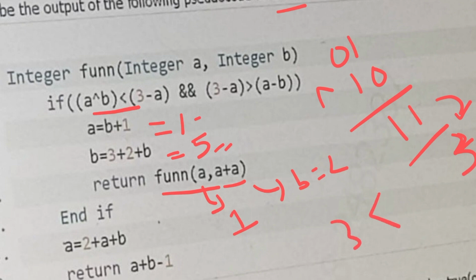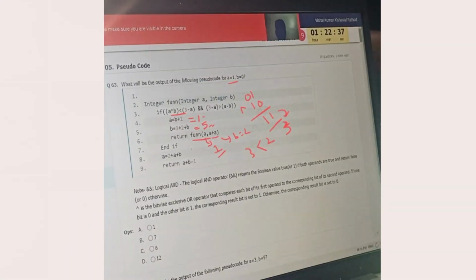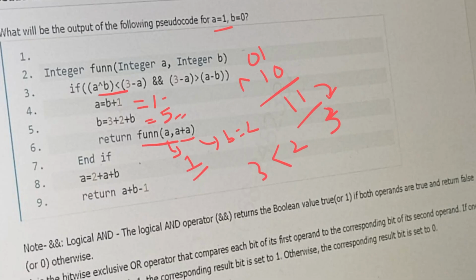Okay, so 3 less than 3 minus a. 3 minus a means a is 1, so 3 minus a is 2. So this condition becomes false. Okay, so we don't have to check other conditions. You don't have to check the other condition if one condition gets false in case of AND operation. Okay, so don't check these. Okay, so value of a was 1, value of b was 2.